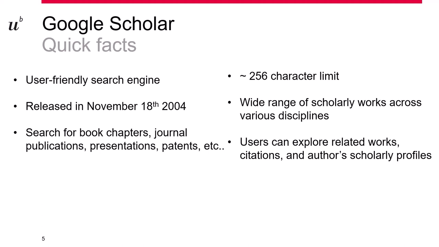So, just so that we're on the same page, Google Scholar is a search engine that was released on November 18th, 2004. Behind Google Scholar was the idea where people can search for scholarly works, so book chapters, journal publications, presentations, patents in the main search box. There's a 256 character limit. This might be something to consider if you're doing something very extensive. And of course, you can find a wide range of scholarly works across various disciplines. In addition to searching, there are other features, where you can explore related works, citations, and also author scholarly profiles.